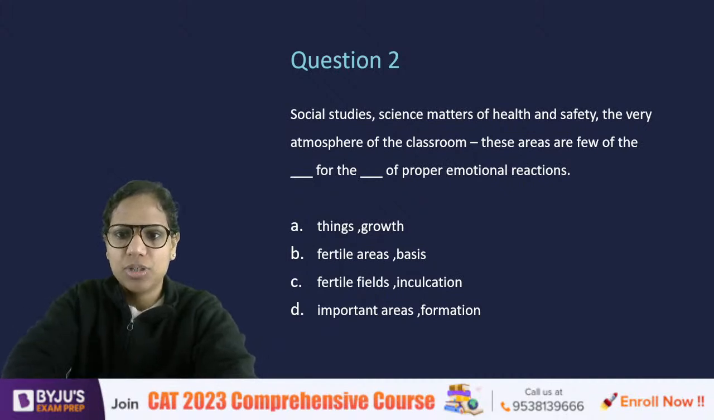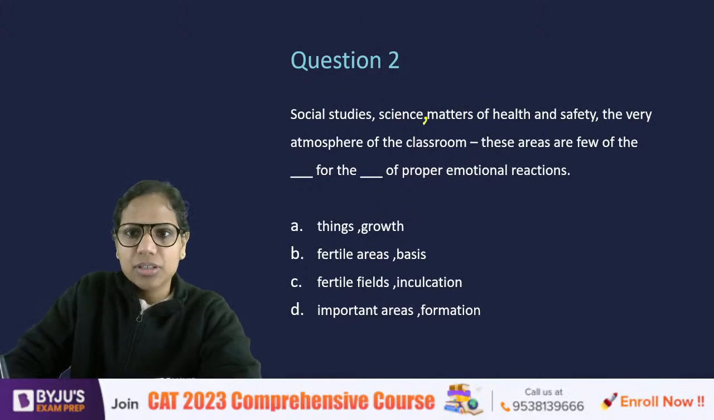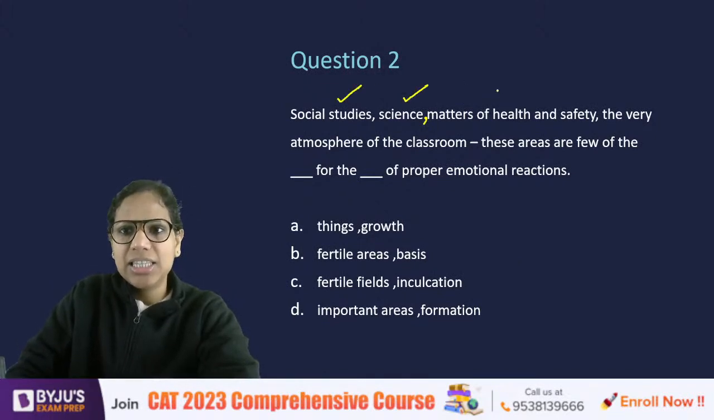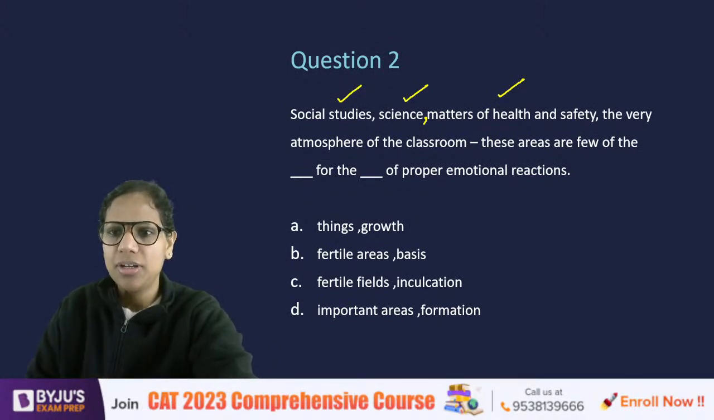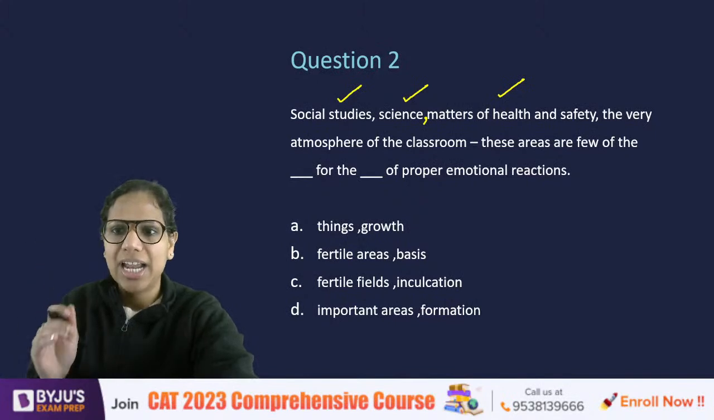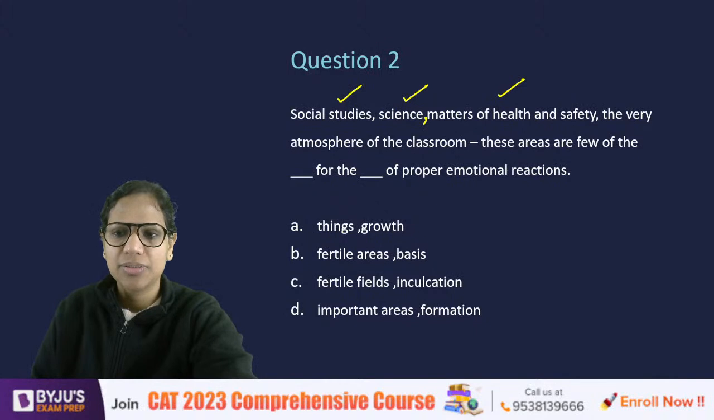There's a comma that's missing. Just let me add that comma as well. I've got D. Okay. Luffy, what is your answer? Social studies, science, matters of health and safety. These are three separate things here, so they need a comma. Luffy says A. So I've got A and D. Jesuman, what do you say? Ayushman, what about you? Okay, Apurva says A. All right.